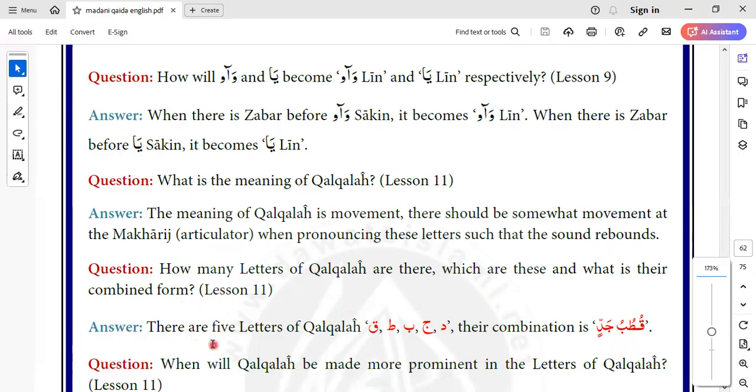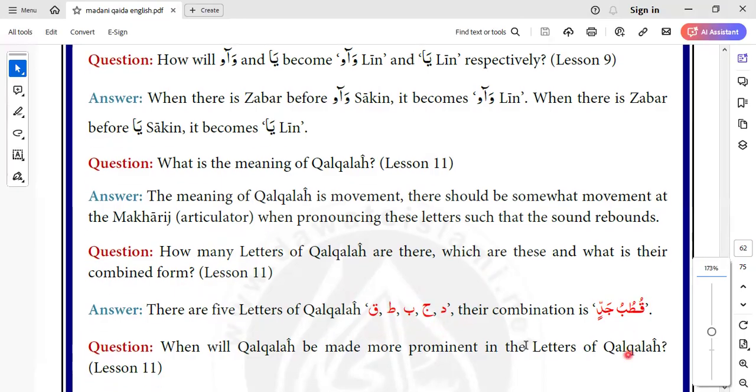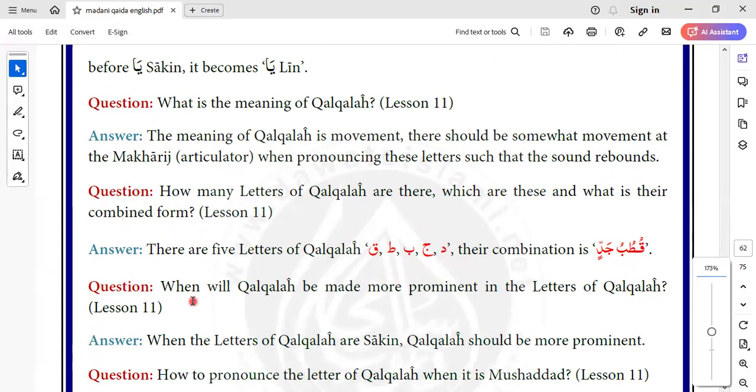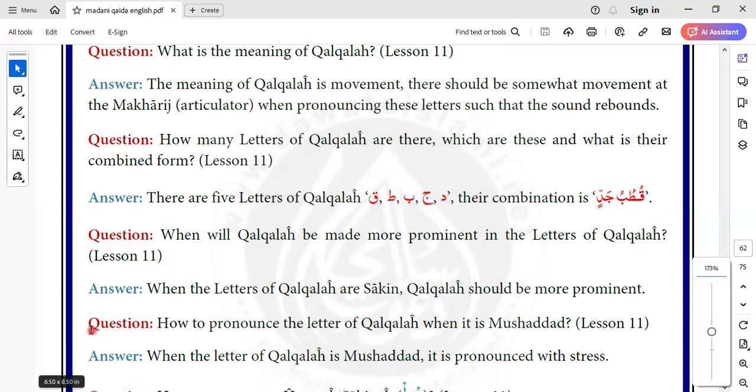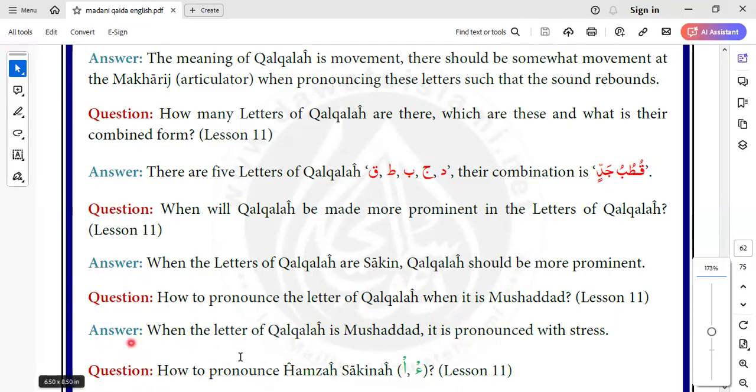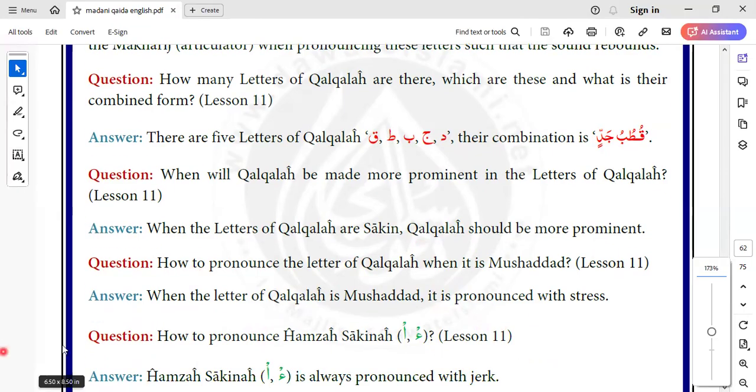Answer: there are five letters of qalqalah: Qaf, Ta, Ba, Jim, Dal. Their combination is Qutubu Jaddin. Question: when will qalqalah be made more prominent in the letters of qalqalah? Answer: when the letters of qalqalah are sakin, qalqalah should be more prominent. Question: how to pronounce the qalqalah when it is mushaddad? Answer: when the letter of qalqalah is mushaddad, it is pronounced with stress.